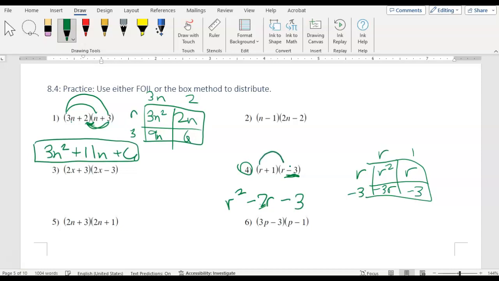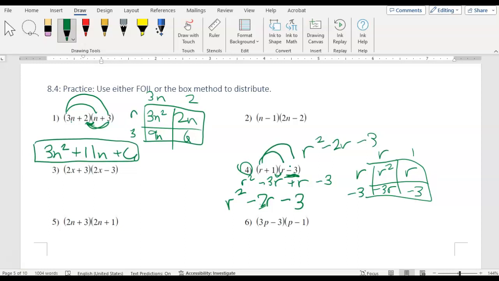Again, same thing you can do with FOIL. R times r is r squared. R times negative 3 is negative 3r. 1 times r is positive r. And 1 times negative 3 is negative 3. So you get the same answer here. We'll still get r squared minus 2r minus 3. But you have to be really careful with that sign. So as you're doing some of these negative ones, just be really careful.